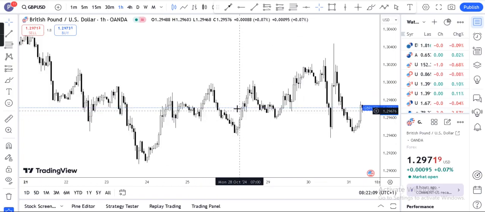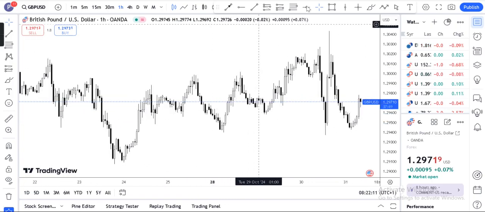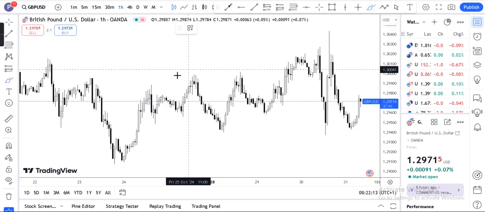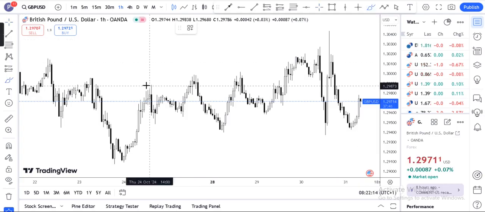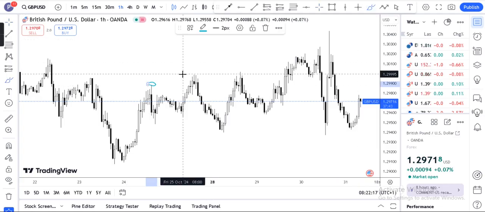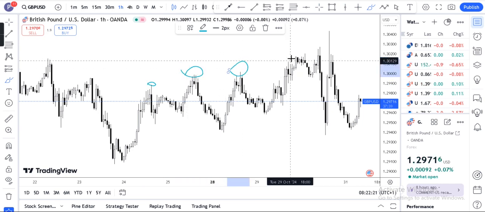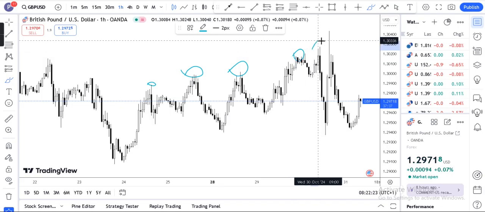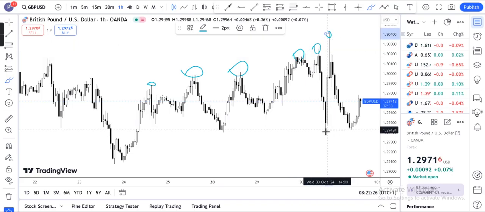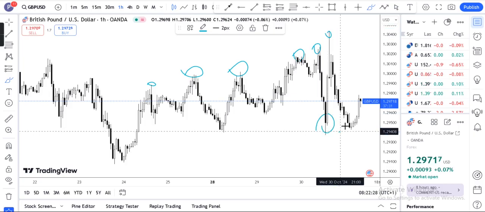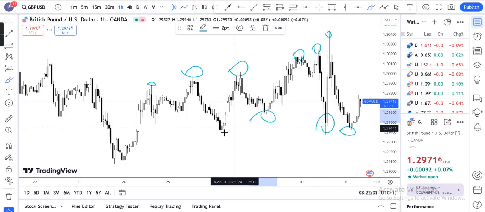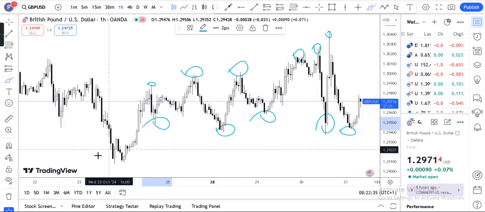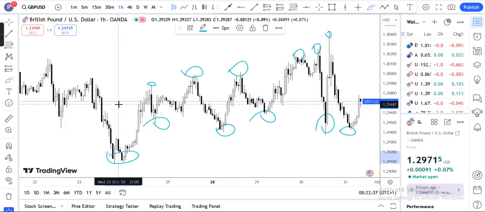On this 1 hour time frame, we agree that these points are levels of our highs. This level, our high, our high, our high. So these levels are levels of highs. Now these levels are levels of lows. You understand? So these are levels of lows. This is also a level of low.